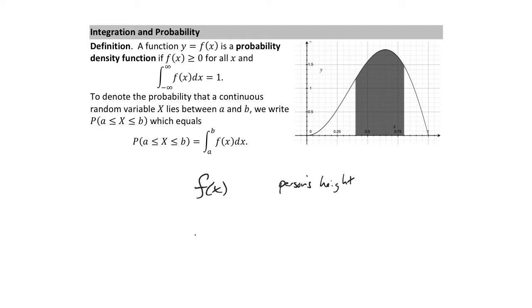If I want to know what the probability is that someone is between, let's say, 5 foot 6 inches and 6 feet tall, 72 inches, then we would look at the integral from 66 to 72 of f of x dx. Okay, so that's how that works.